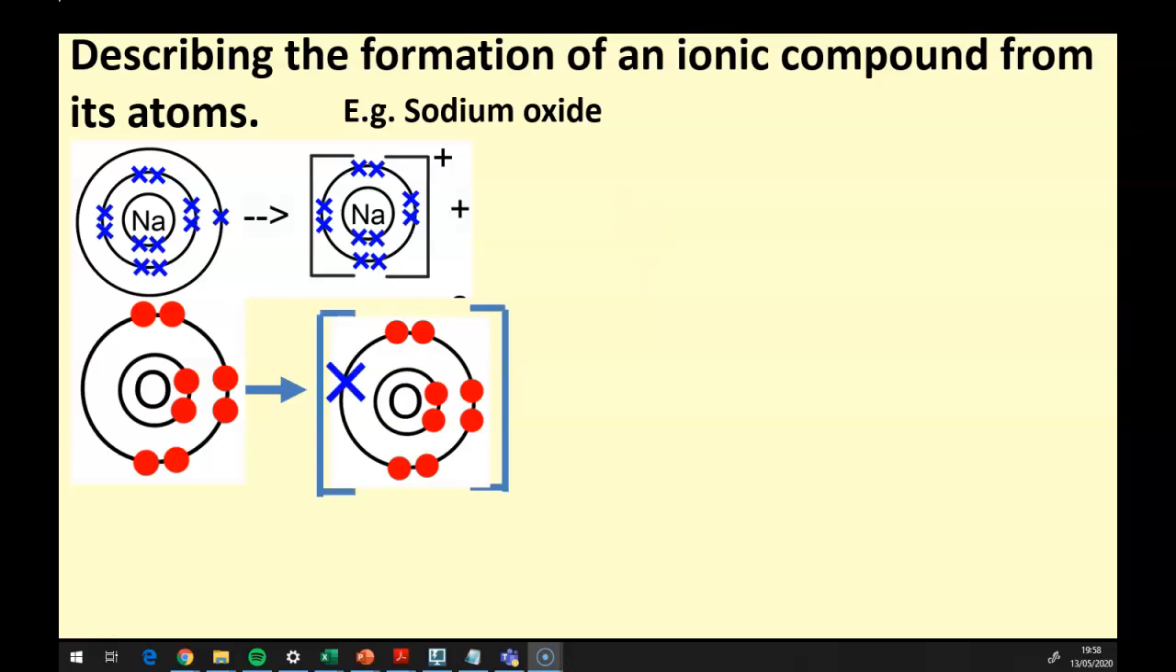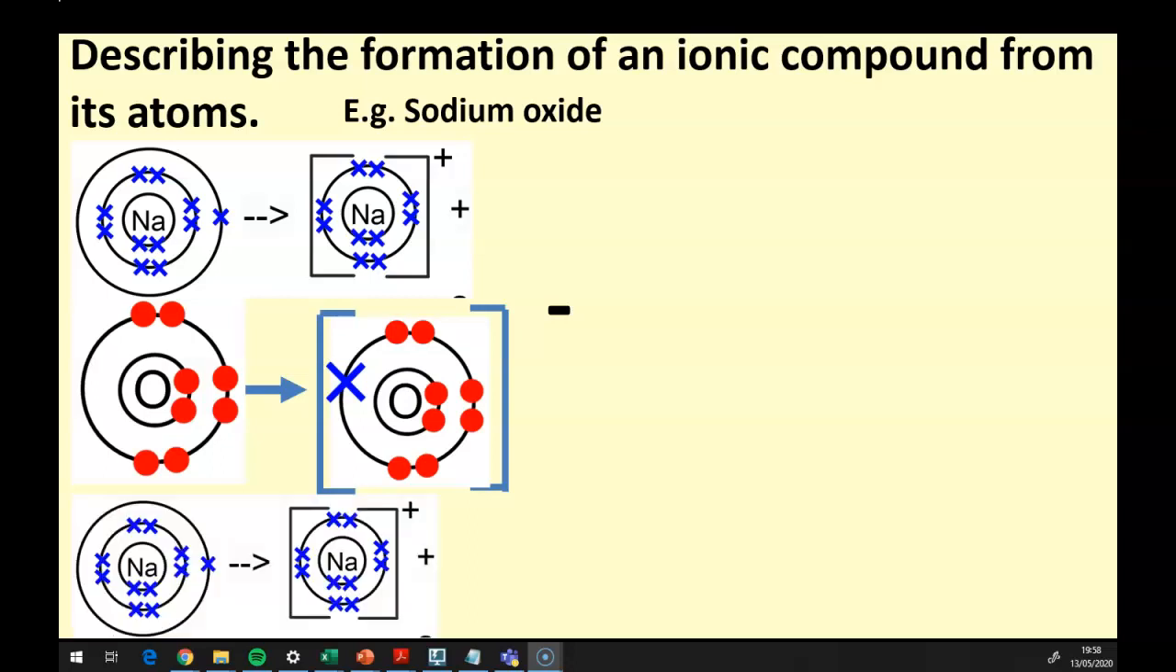Sodium here has contributed 1 electron to its outer shell, but it still hasn't got a full outer shell. So this means we will need another sodium atom to become a sodium ion, to lose an electron and donate that electron to oxygen, forming an oxide ion with a charge of 2-. Pause the video, think about how you could describe this, then push play.